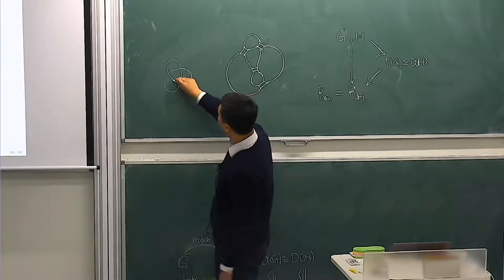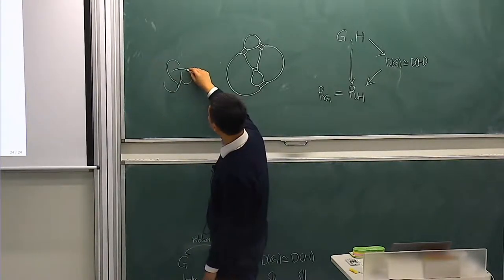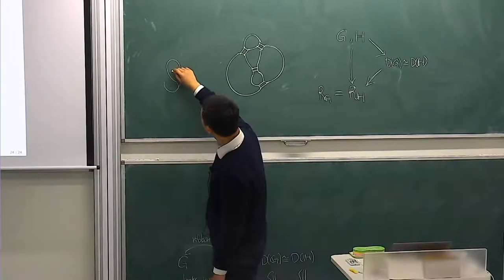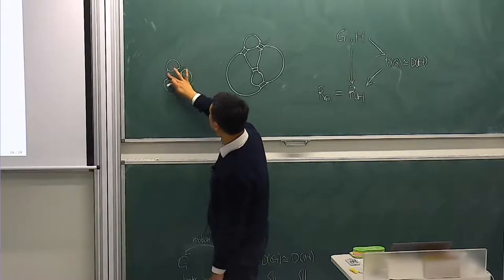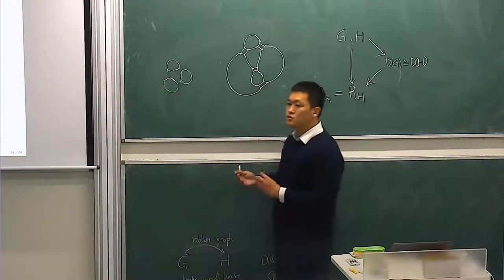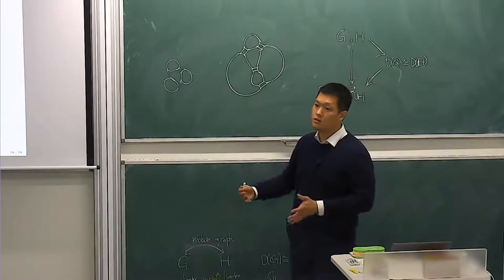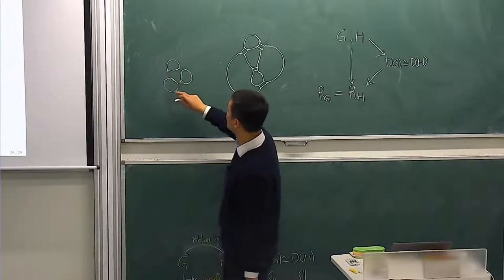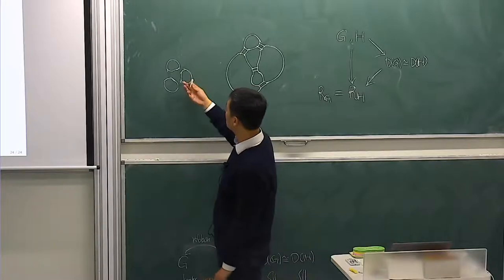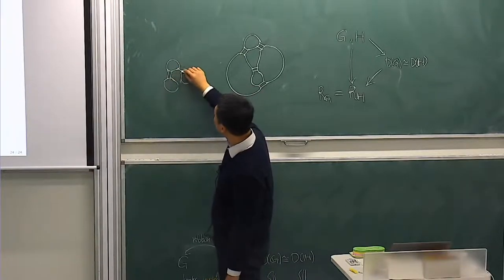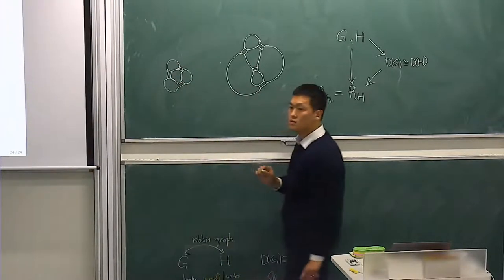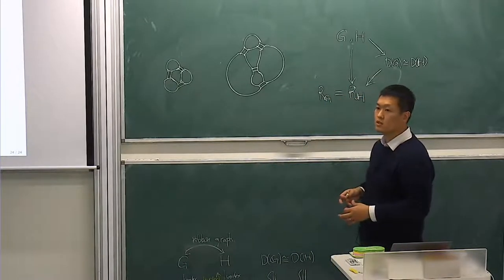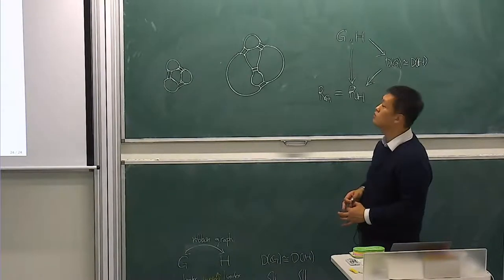So when you apply all A smoothing, what you get is something like this: a disjoint union of circles drawn in the plane. There are no intersections. So when you remember where the crossings were, you can put something like this. So this is what all A smoothings are. So is some information about the bolts lost, or is it?